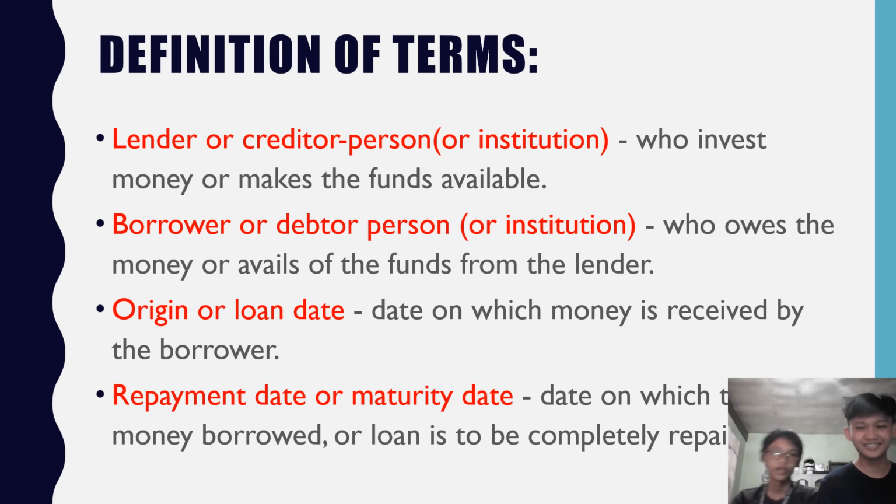Definition of terms. Lender or creditor: the person who invests money or makes the funds available. Borrower or debtor: the person who owes the money or avails of the funds from the lender. Origin or loan date: the date on which money is received by the borrower. Repayment date or maturity date: the date on which the money borrowed or loan is to be completely repaid.